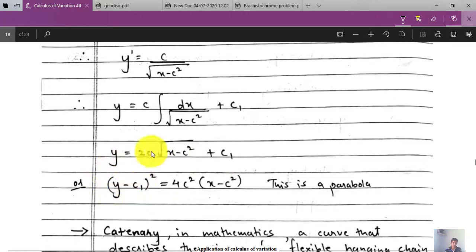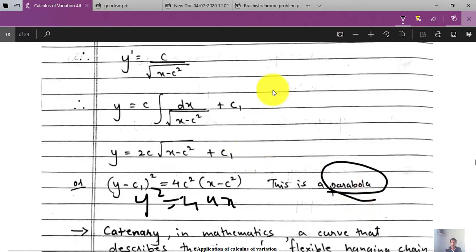So this turns out to be y minus c1 whole square, which is equal to 4c square in the bracket x minus c square. Okay, so this is y square is equal to 4ax, right? Which is, it is a parabola. Fine.